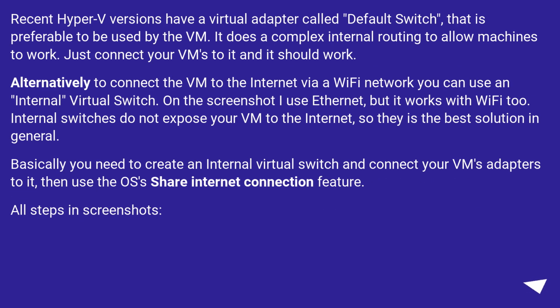Recent Hyper-V versions have a virtual adapter called Default Switch, that is preferable to be used by the VM. It does a complex internal routing to allow machines to work. Just connect your VMs to it and it should work.